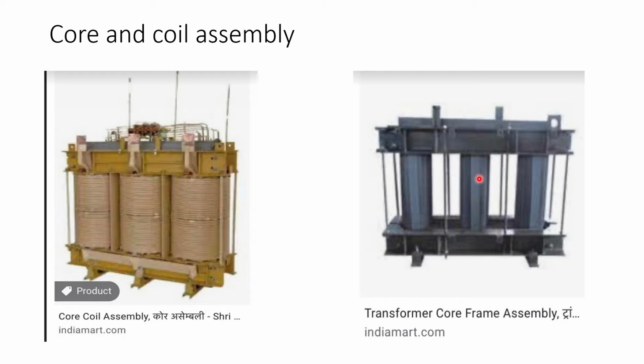So you have core limbs and you have windings. These are basically copper turns wrapped around the core limbs. So you have copper, core clamps, and you can see part of the top yoke of the core.